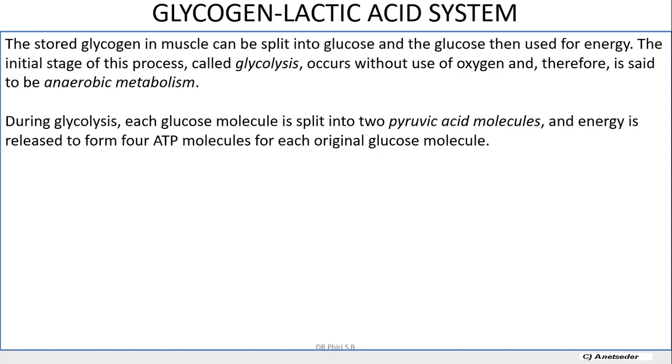So the stored glycogen in muscle can be split into glucose, and the glucose is then used for energy. The initial stage of this process, called glycolysis, occurs without the use of oxygen. Therefore, it is said to be anaerobic metabolism. It doesn't require oxygen. So during glycolysis, each glucose molecule is split into 2 pyruvic acid molecules, and energy is released to form 4 ATP molecules for each original glucose molecule.